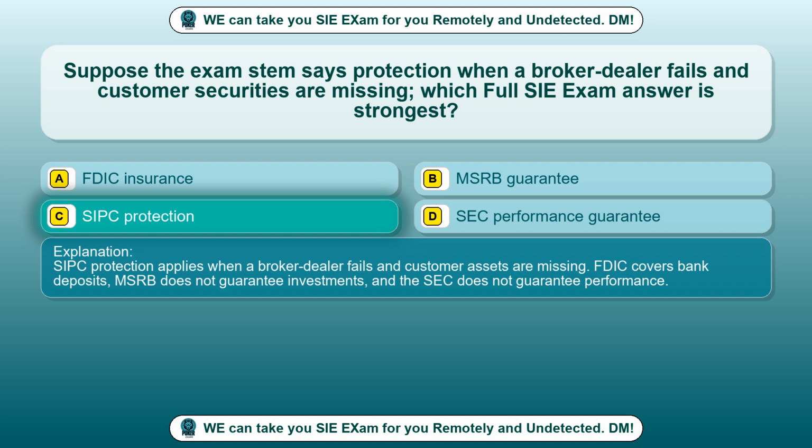SIPC protection applies when a broker-dealer fails and customer assets are missing. FDIC covers bank deposits, MSRB does not guarantee investments, and the SEC does not guarantee performance.